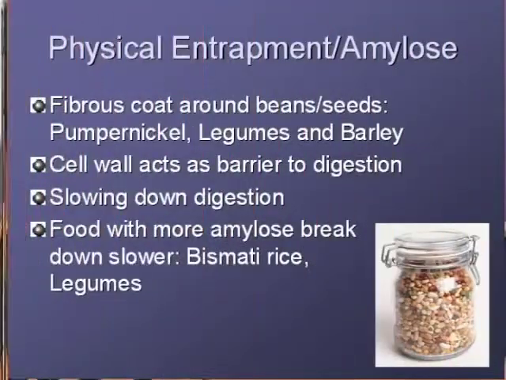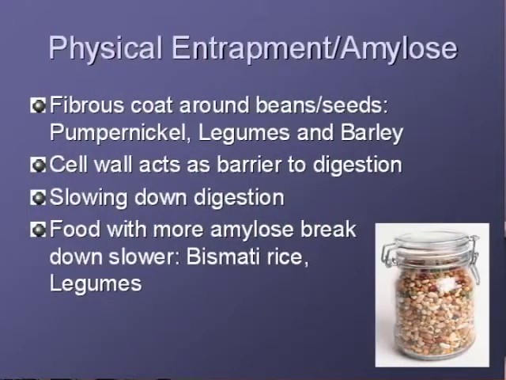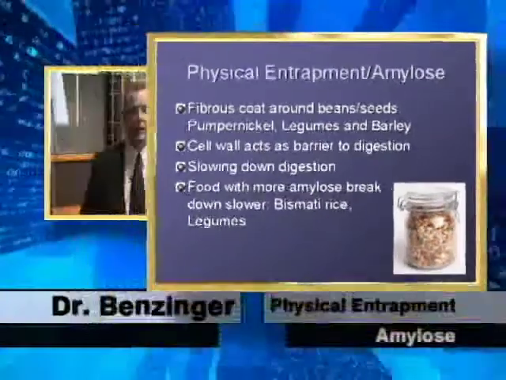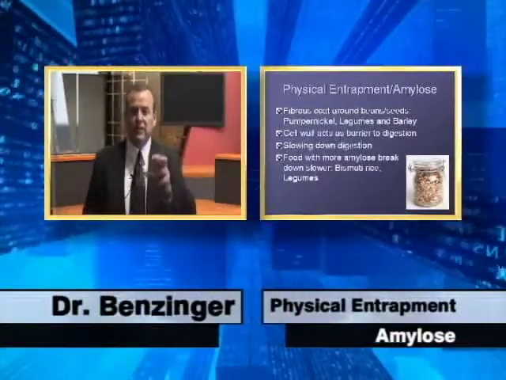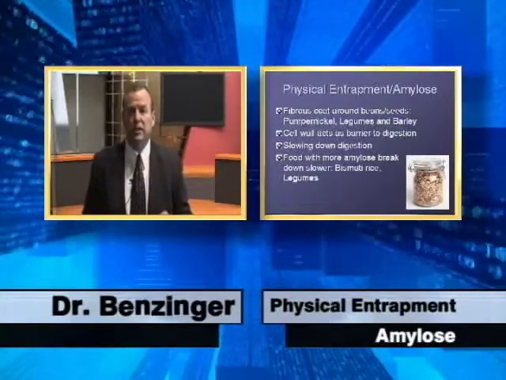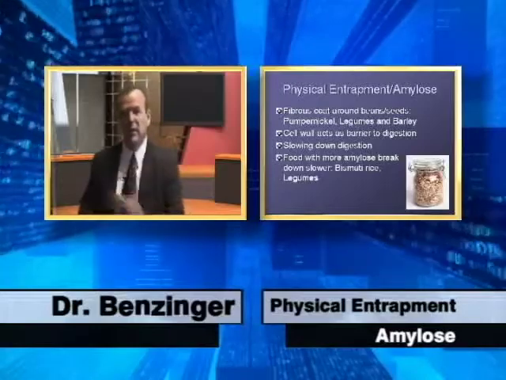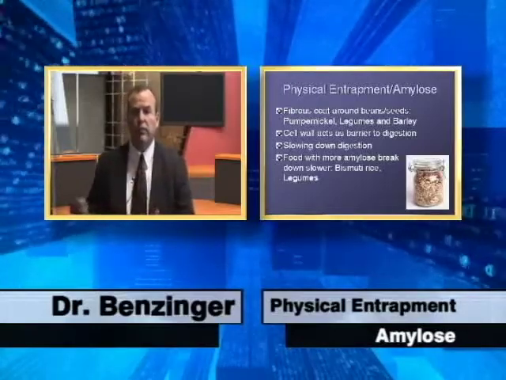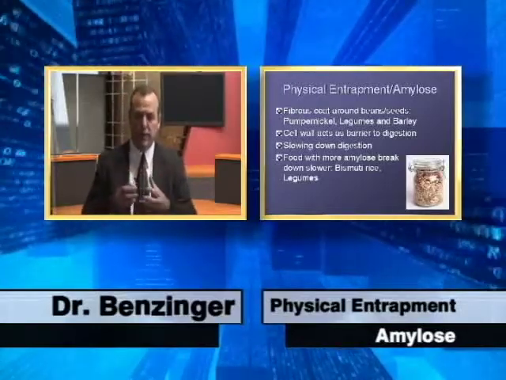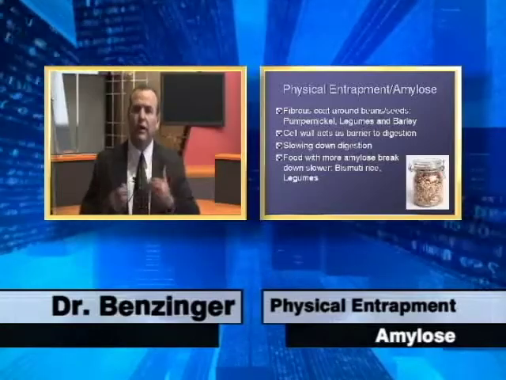Okay? Physical entrapment. The fibrous coating around beans and seeds is very helpful. So pumpernickel breads, legumes, and barley are very healthy for you. See, that cell wall acts as a barrier to digestion. In other words, you don't break it down boom and immediately, quickly elevate your blood sugar. It takes a long time for your body to break it down, so you only get a certain amount of sugar out of it.